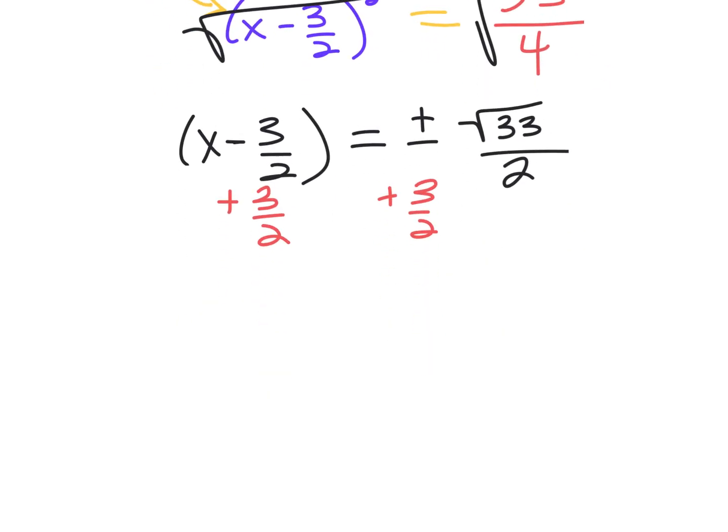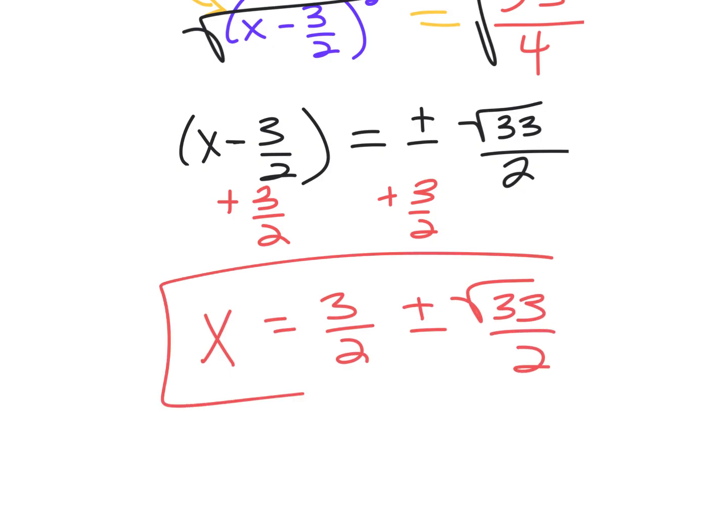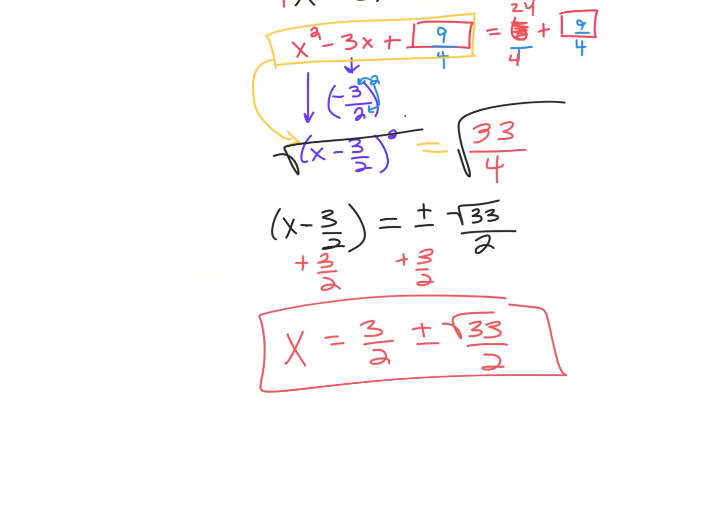Now again, you can write this either way. I like to have the plus or minus in the middle. I don't like it at the front. So I'm going to rewrite this as 3 over 2 plus or minus the square root of 33 over 2. If you were to use the quadratic formula, you would get the exact same answer.